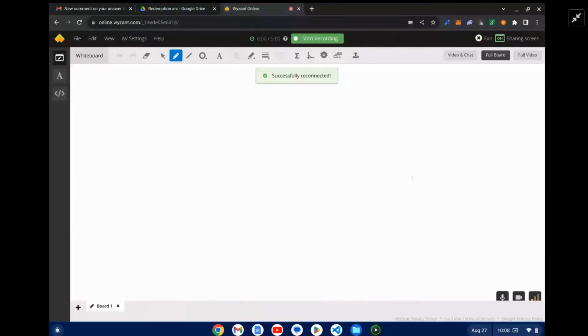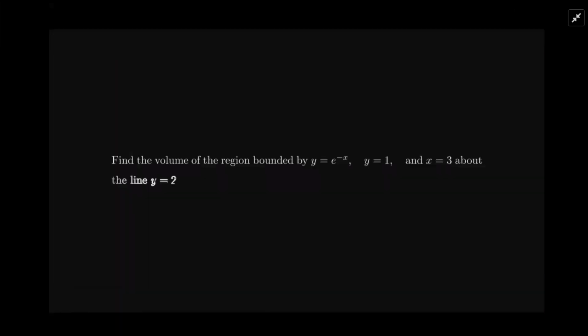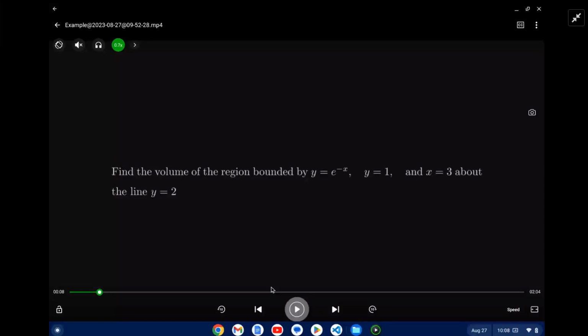Alright, let's take a look at our problem here. We have a region bounded by that curve and the lines, and we're going to rotate it around the line y equals 2 to create a solid shape. We want to find the volume.